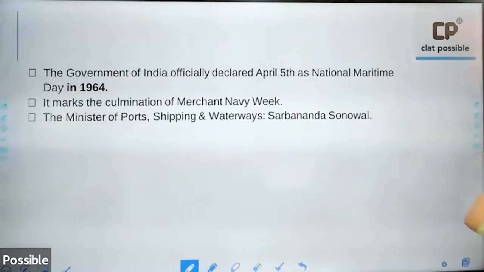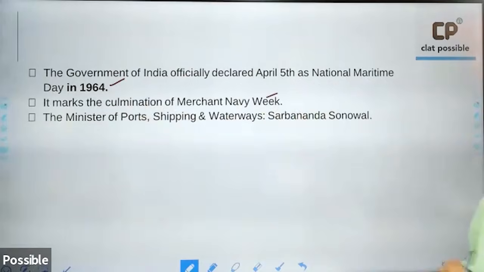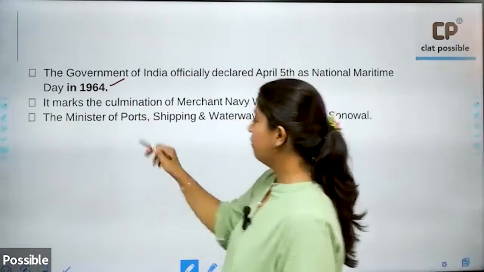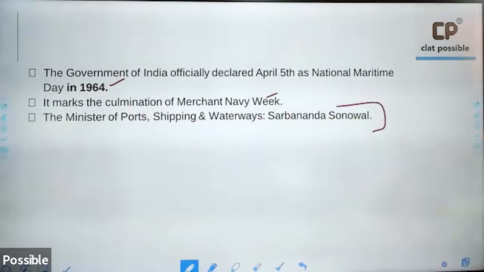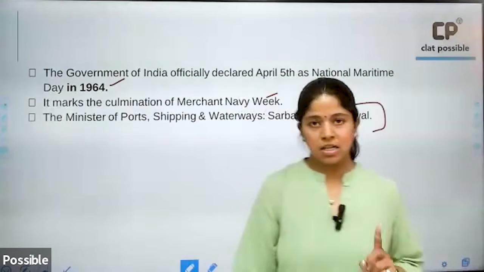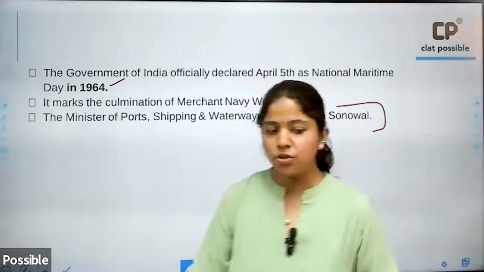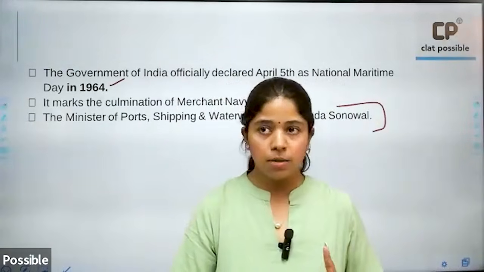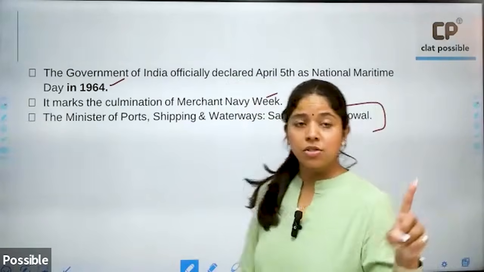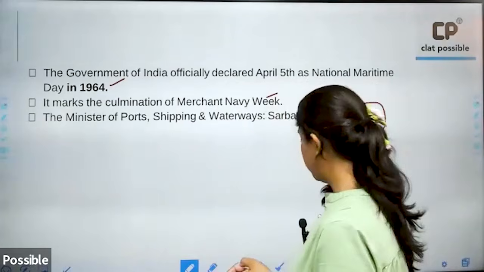Also remember that it was first announced in the year 1964, and it marks the culmination of Merchant Navy Week. Presently, the Minister of Ports, Shipping and Waterways is Sarbananda Sonowal. You need to remember all the basic Union Ministers of India, because your exam asks at least one question every year on the Union Ministers. Last year they actually asked two. One was on the Union Minister of Civil Aviation, and the other was on the Education Minister of India.